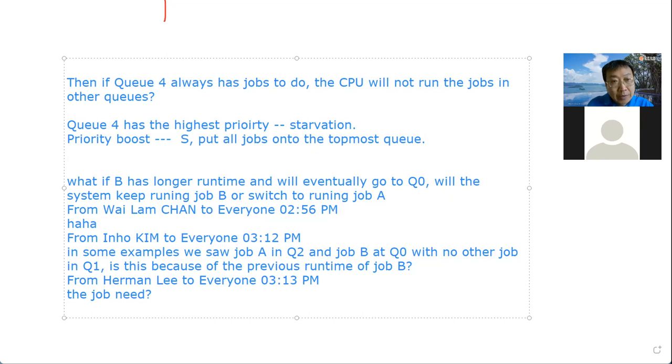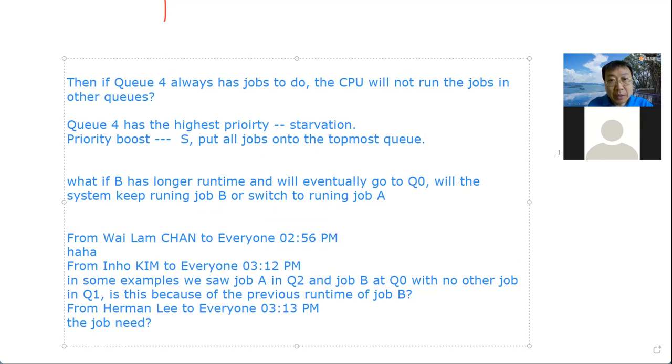Second question. What if B has a longer running time and will eventually go to Q0? Will the system keep running job B or switch to run job A? I think maybe this question needs to be put into context. What is the context here? Generally speaking, yes, if B has a longer execution time, B will eventually go to Q0.